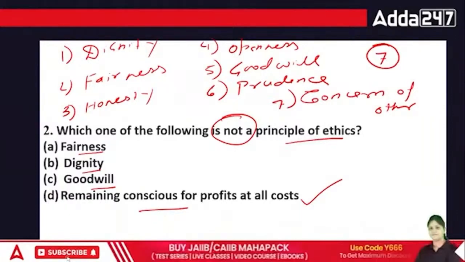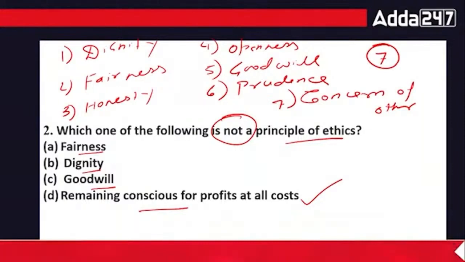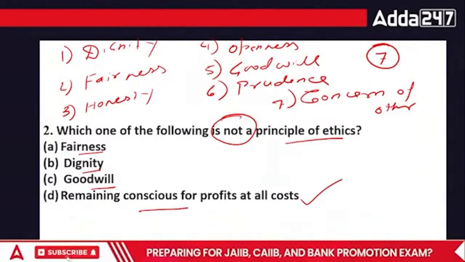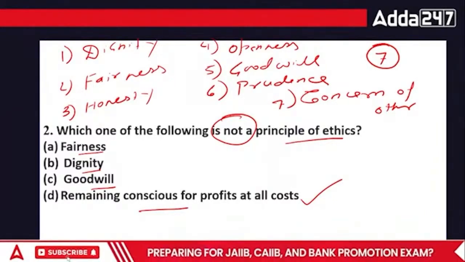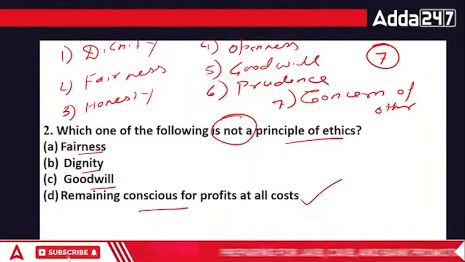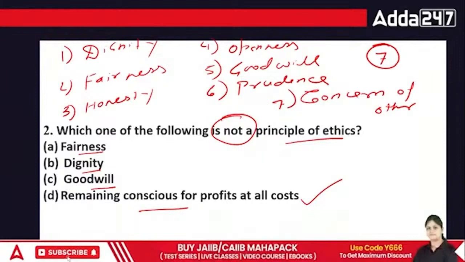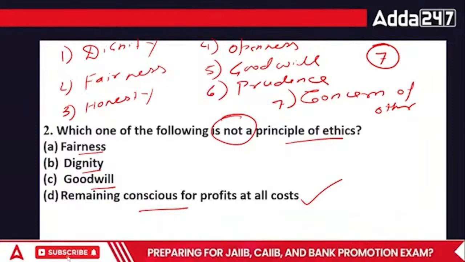When we are talking about concern for others, that means how much you care for other people in the society. Prudence means if you are in a business, what is your ability to take the right decision at the right time. Goodwill is how you have built yourself in the society, whether you have a good reputation or not. Openness is the concept that there is no concealing of facts; everything should be revealed to the customer. So these are the seven principles of business ethics.